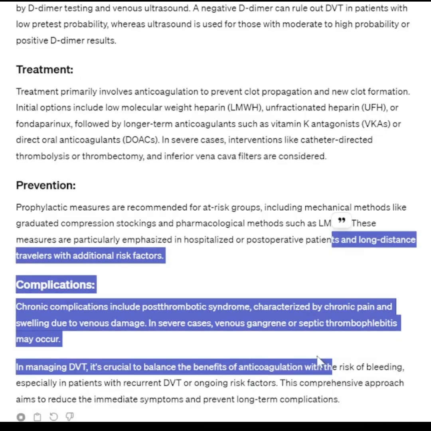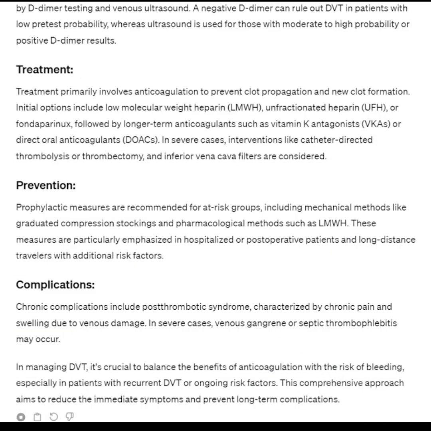Complications. Chronic complications include post-thrombotic syndrome, characterized by chronic pain and swelling due to venous damage. In severe cases, venous gangrene or septic thrombophlebitis may occur.